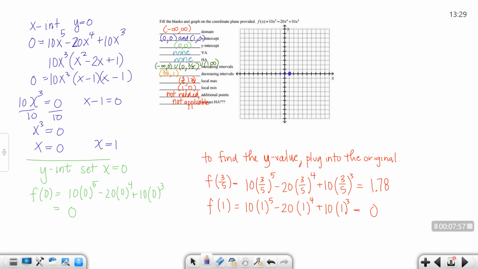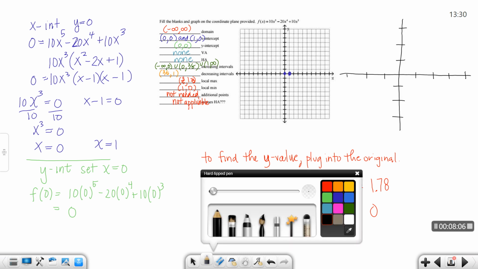Okay, that's not going to give me enough room. So let me back up for a second and see if I can fix this graph. Let's try this again.